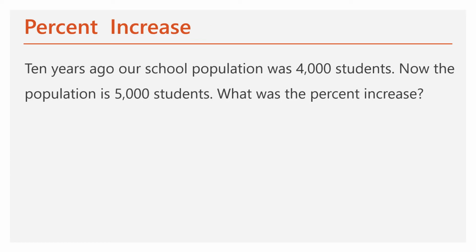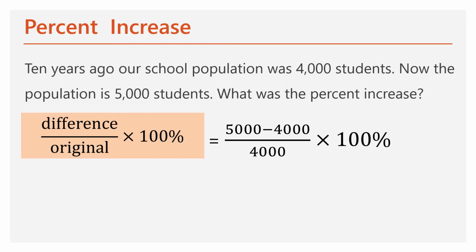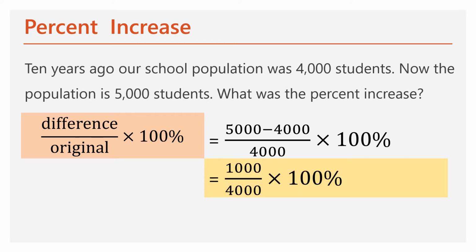A percent of increase is a percent of change describing an increase in quantity. If in this school year our school population is 5,000 students and 10 years ago there were only 4,000 students, what was the percent increase? To find the amount of change, you must subtract the original amount from the new amount. 5,000 minus 4,000 equals 1,000 students, that is the difference. Then divide the difference by the original number, 4,000 students. The decimal value is 0.25. 2 decimal places represent hundredths.